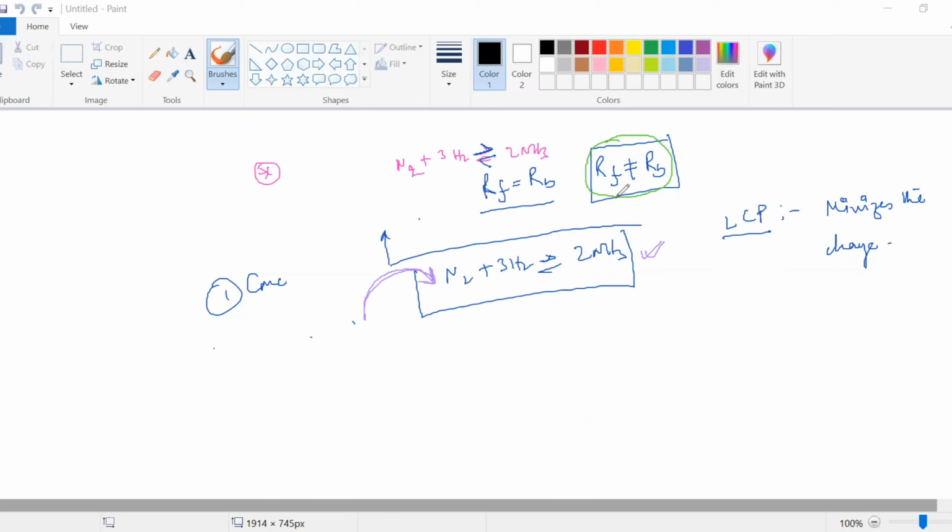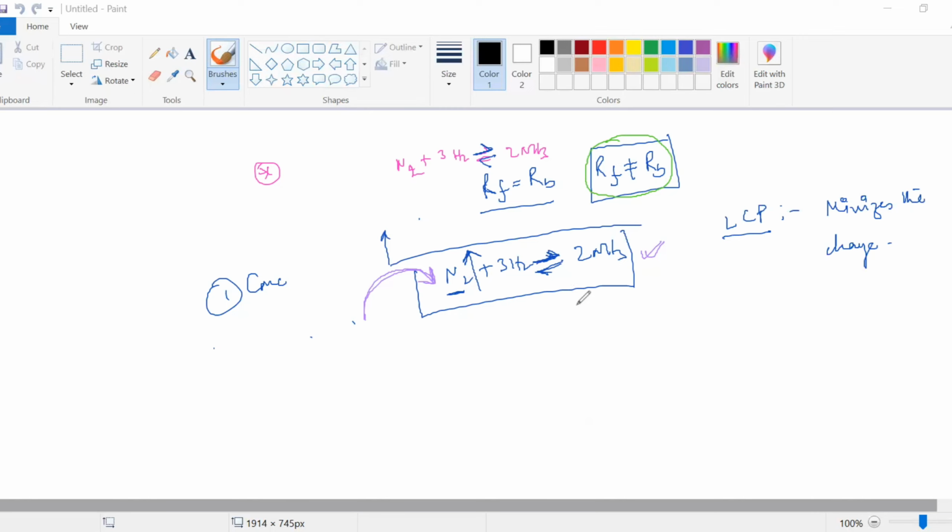Now tell me, if you're adding nitrogen from outside, you are deliberately increasing the concentration of N2. Can you tell me which direction the equilibrium will shift? The forward or to the what direction? To the right. Very good answer. Why? Because to the right, the nitrogen is used up. It will move to the right.